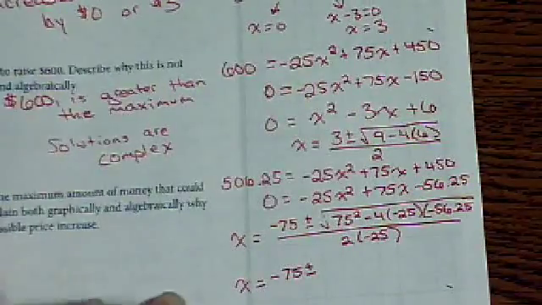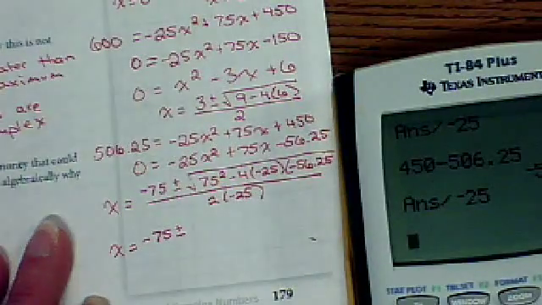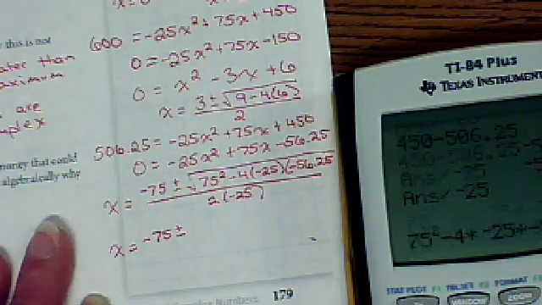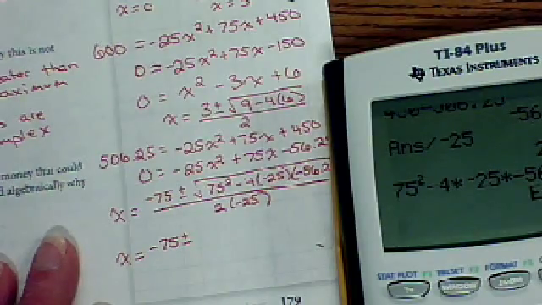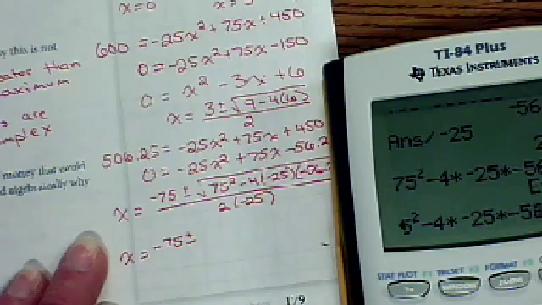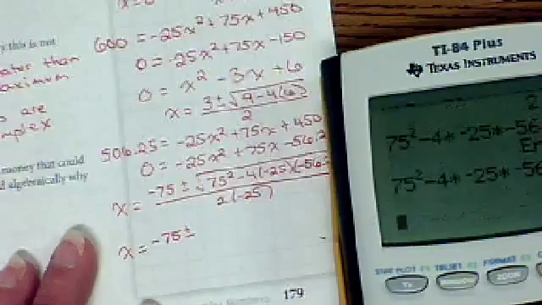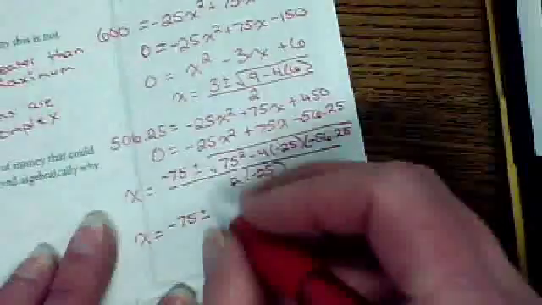Now, I'm going to find out what's going to be in my discriminant so I can make sure it's nothing complex, and it shouldn't be. 75 squared minus 4 times negative 25 times negative 56.25. So notice, I'm just finding... Whoops, I messed up somewhere. I know what I did. I put a minus instead of a negative. That will give you an error. And I got 0.